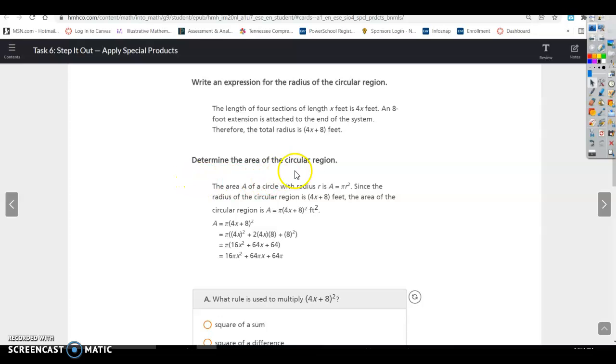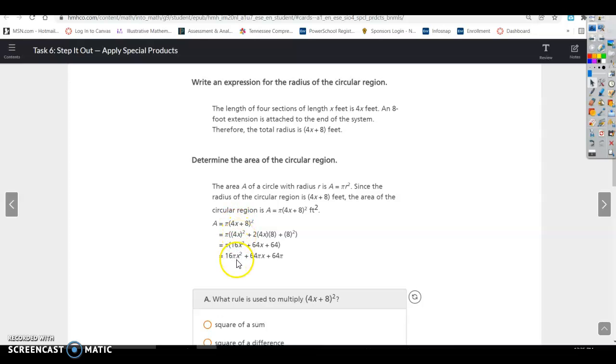All right, so to determine the area, we're going to use the formula for a circle, which is A equals pi r squared. Since the radius of the circular region is 4x plus 8 feet, the area of the circular region is area equals pi r squared, (4x plus 8) squared is our radius squared. And that's going to be feet squared because we're talking about area, which is squared. All right, so we're going to have to take 4x plus 8 and square it. So we're just going to leave pi, bring it along for the ride, and then we're going to square the first term like we've done.